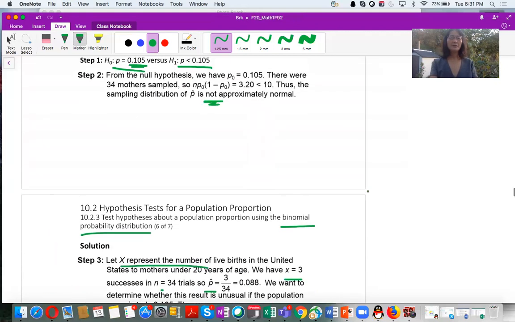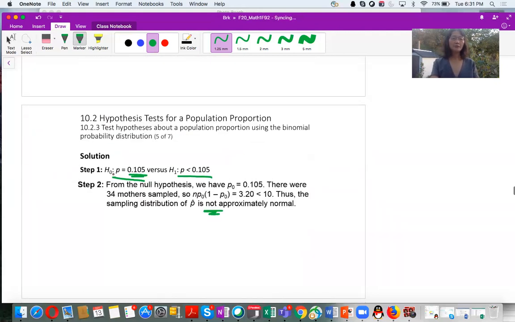So go back to H0. Do not reject means H0 is correct and H1 is wrong. So the final conclusion: the population proportion is 10.5%. That percentage is correct at the 0.01 level of significance.